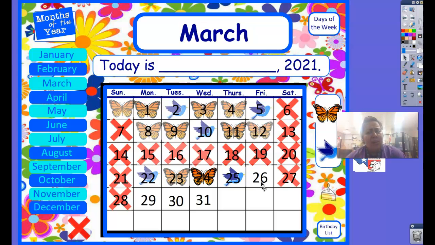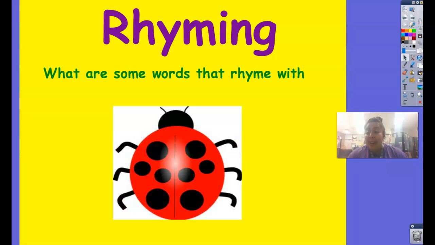Well, what do you think should come next in the pattern? Let's say the pattern to find out. Butterfly, butterfly, bird. Butterfly, butterfly, bird. Butterfly comes next because our pattern is butterfly, butterfly, bird. That's what keeps going and going and going. Great job, friends.